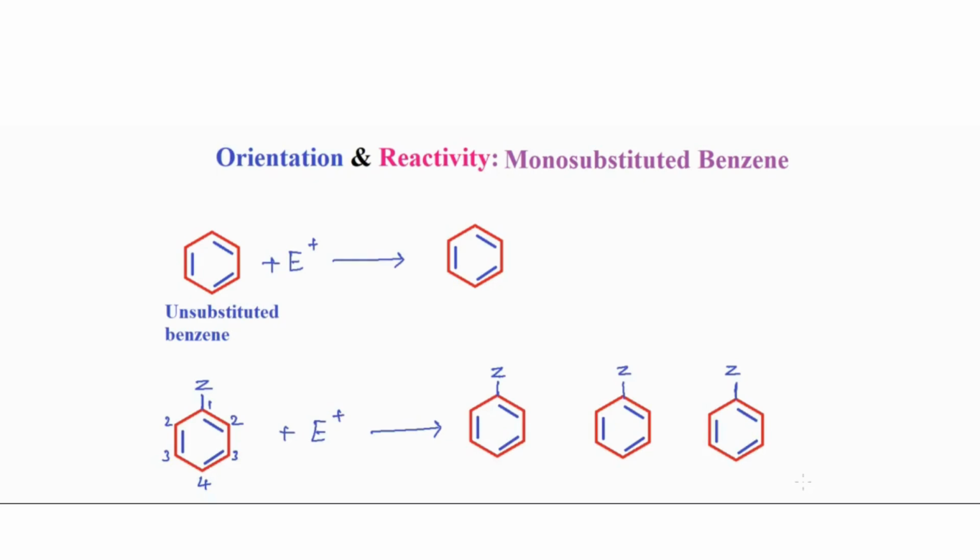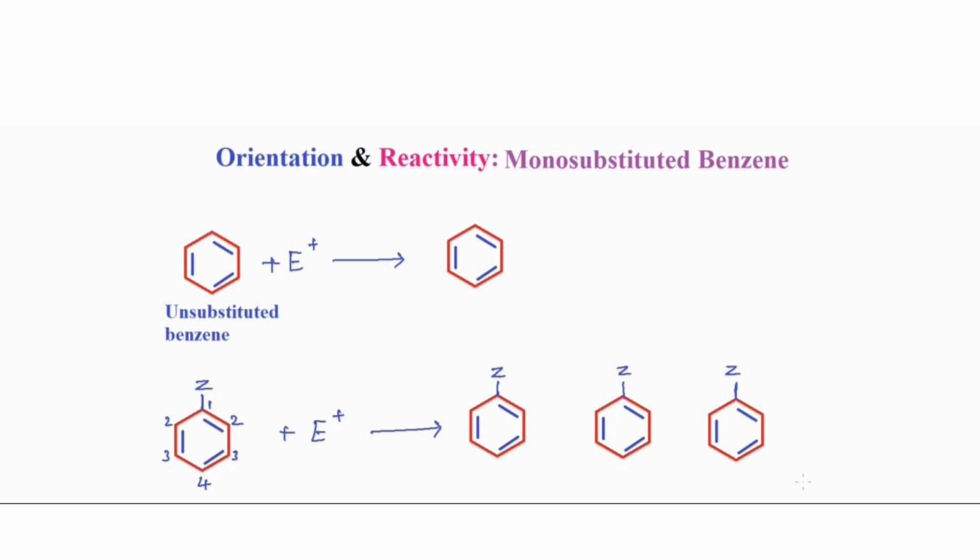Hello viewers, in this video lecture we are going to discuss the orientation and reactivity of monosubstituted benzene. In the last few classes we discussed some aromatic electrophilic substitution reactions like nitration of benzene, halogenation of benzene, sulfonation, Friedel-Crafts alkylation and acylation reactions. All these reactions we studied on unsubstituted benzene, that is simple benzene, with no substitution.